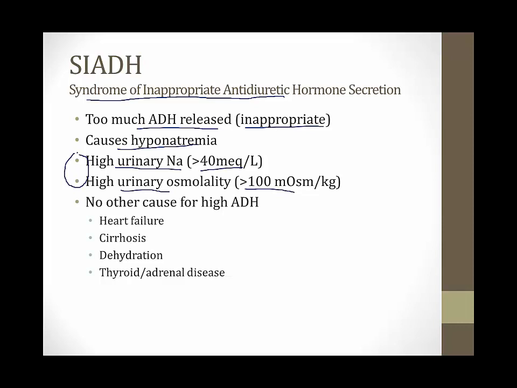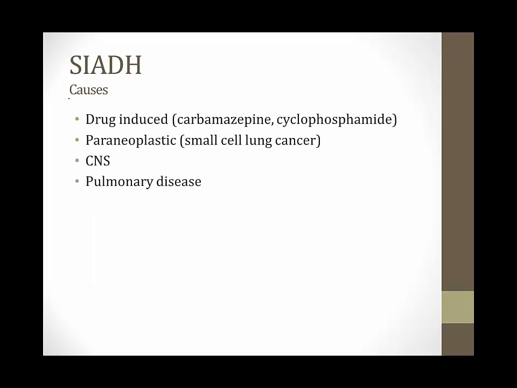Importantly, if you want to make a diagnosis of SIADH, you have to exclude all other causes of high ADH, such as the ones we've talked about in the last few slides. So you can't make a diagnosis of SIADH in a patient who has heart failure, cirrhosis, dehydration, or thyroid and adrenal disease. All of these things have to be excluded before you can say that a patient has hyponatremia due to SIADH. There are a number of clinical scenarios where SIADH is commonly seen.